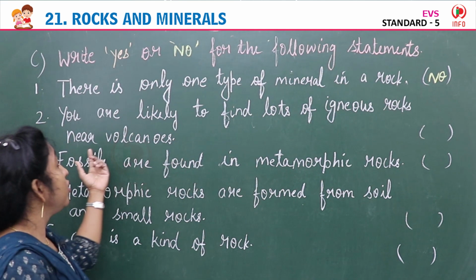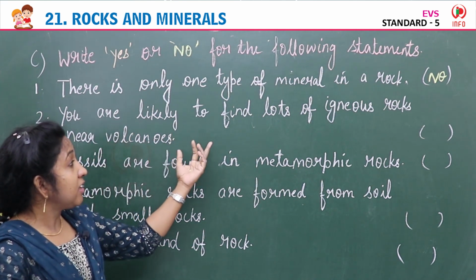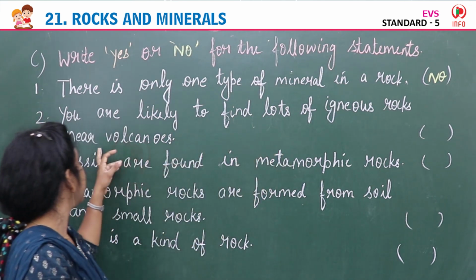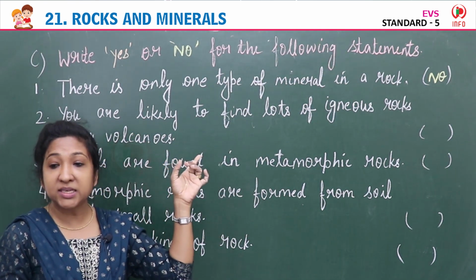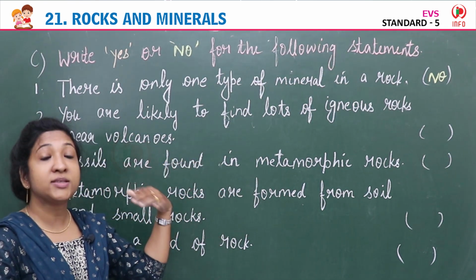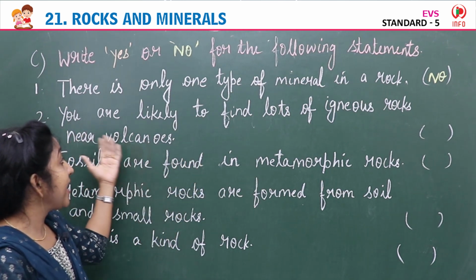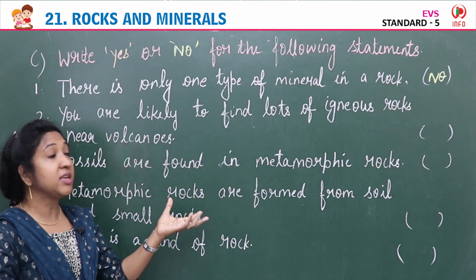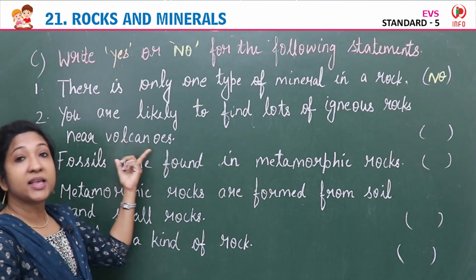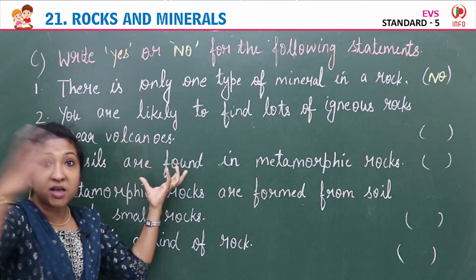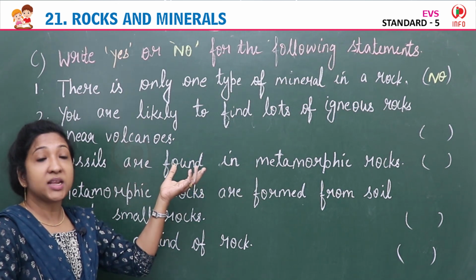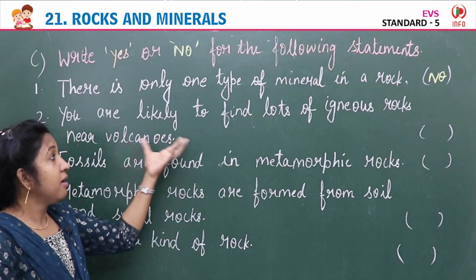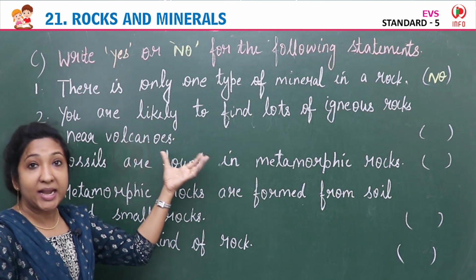Then second, you are likely to find lots of igneous rocks near volcanoes. What about this statement? Is it true or false? Or is it correct or wrong? You are likely to find lots of igneous rocks near volcanoes. When molten rock, magma comes out, sometimes it can lead to volcanic eruption also. So this statement is true, correct.